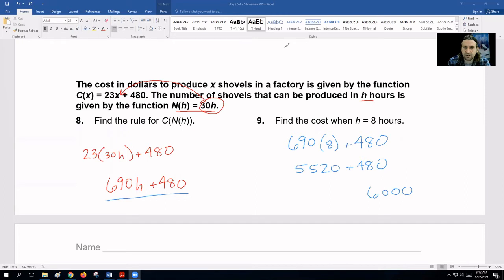What you could have done as well, even if you didn't figure out this problem, is off to the side figure, okay, if I have h hours, I can plug that in, and that means 30 times 8. 30 times 8 is what, 240? 240, that means we can make 240 shovels, and we can take that number and plug it in. 23 times 240 plus 480. All right, 23 times 240 is 5,520. And you can see we would have got the same answer. So you technically didn't need problem 8 to do problem 9. But if you have problem 8 done, problem 9 is a whole lot easier.